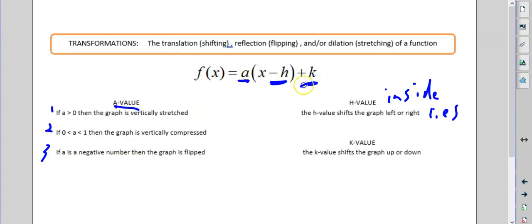And then K, this number here moves it up or down. This is the one that doesn't lie. Positive is up, and negative is down. So for this one, left is actually positive, and right is negative. It's opposite of what we think.